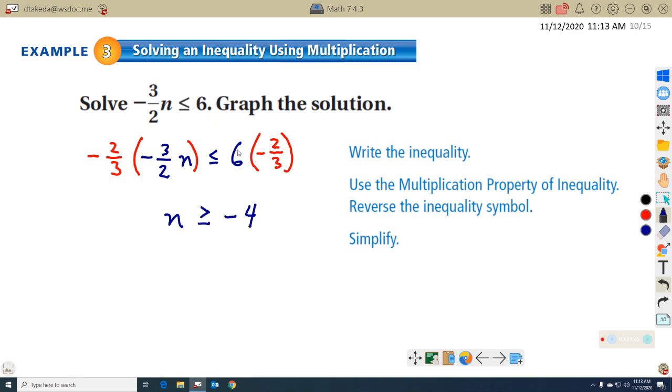It started as a positive 6, but ended up a negative. The left side started out negative, ended up positive. So I have to reverse that inequality symbol around. Okay?